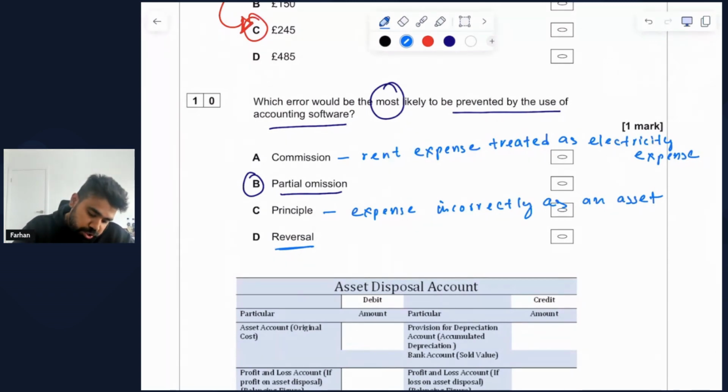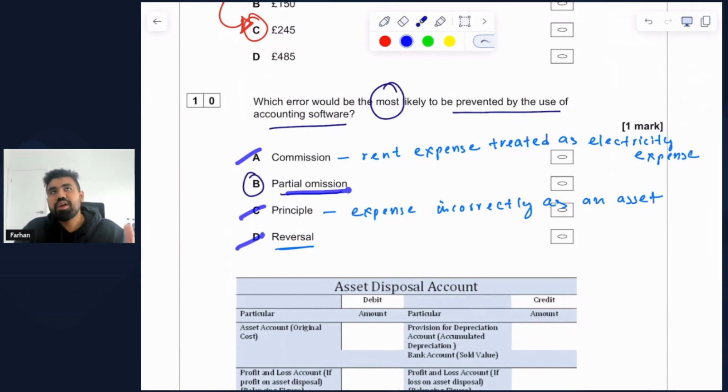Now, option number A, C, and D is something that we cannot detect. These are errors that do not affect the trial balance. This is a key concept that is taught in your course. But partial omission can easily be detected. This is because, like I said, you include the debit, but you forget to include the credit. So which means that there is an imbalance. And this is something that is more likely to be easily detected by use of an accounting software.